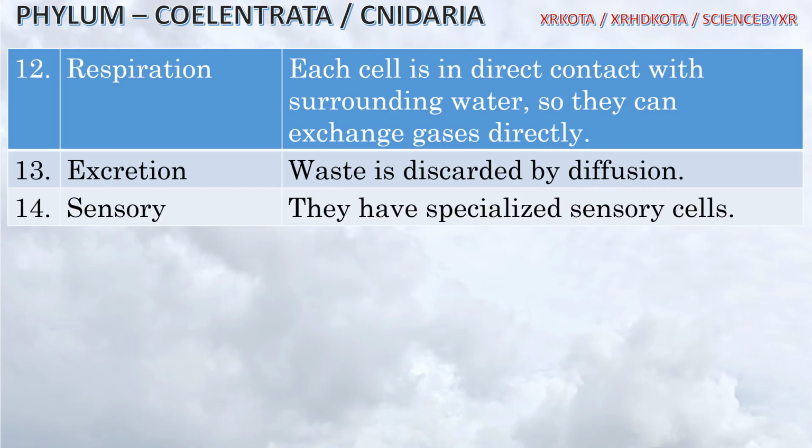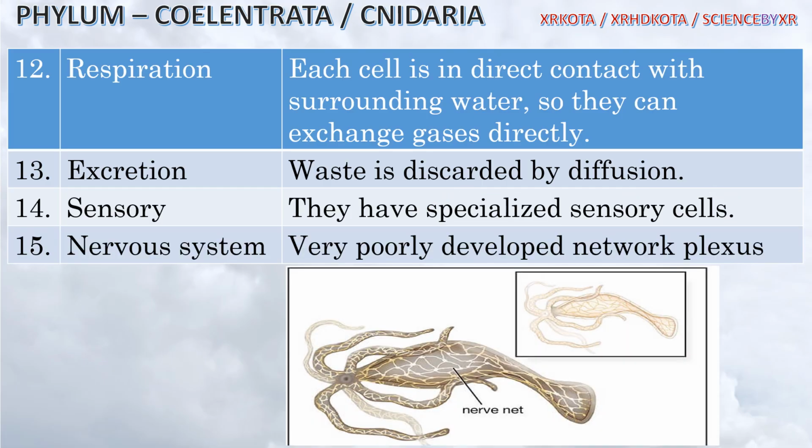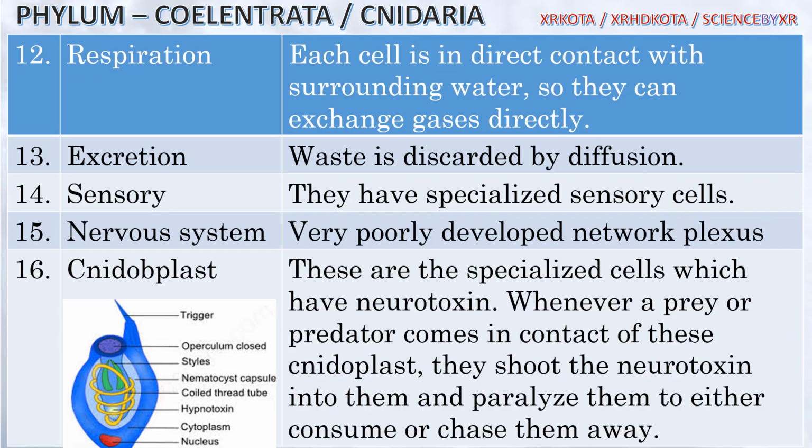Sensory: they have specialized sensory cells, developed for the first time. They also have a nervous system, a very primitive type, forming a network of neurons. See the network of neurons; this network is called a plexus. So that makes the entire body respond together. Suppose you touch here, the entire body will shrink, or you touch here, the entire body will show the response, because all the neurons are interconnected.